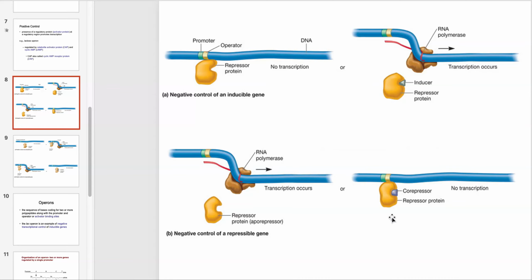But eventually, you can get some kind of a co-repressor to bind to the repressor to shut things down, and so you get no transcription. So a co-repressor could be an end product in that biosynthetic pathway. If you've got enough of that end product, you can then shut down the biosynthetic pathway.